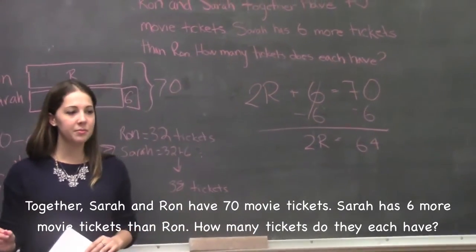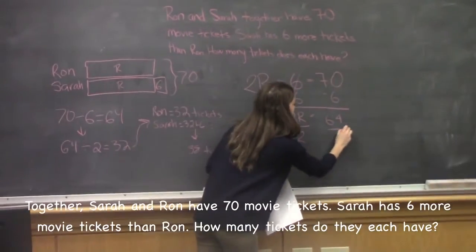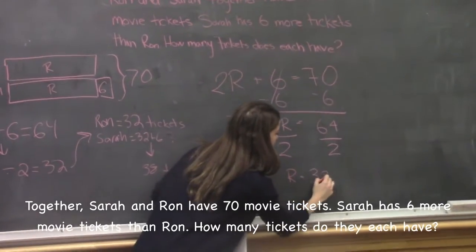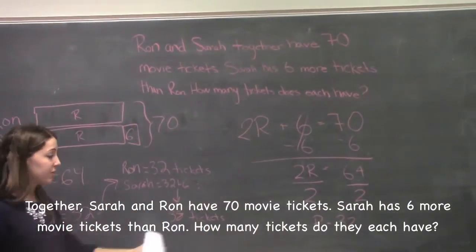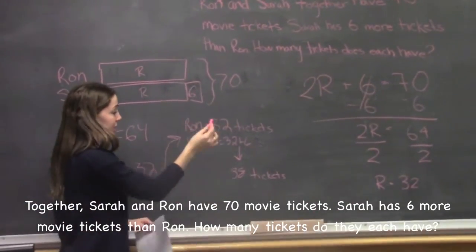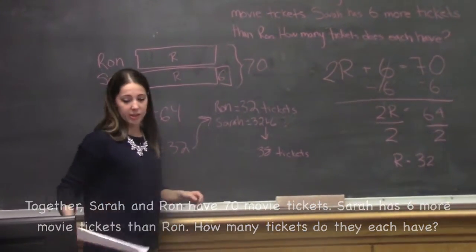And what would I do now? Divide by 2 on both sides to get R. That's really great. Exactly. And that gives R alone, which means R equals 32. And then you have to remember to answer the question and not just simply find out R. And then that would bring you back to Chloe's answer, which says Ron has 32 tickets, and Sarah has 32 plus 6, which is 38 tickets.